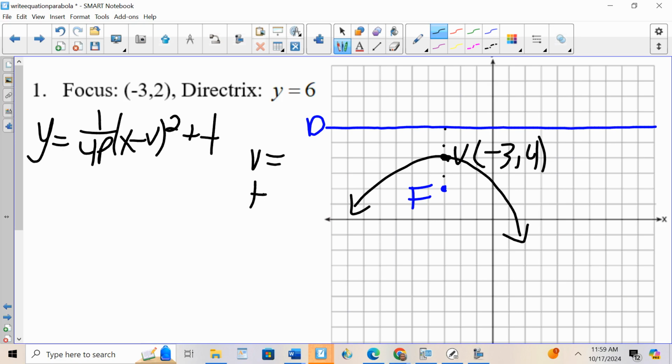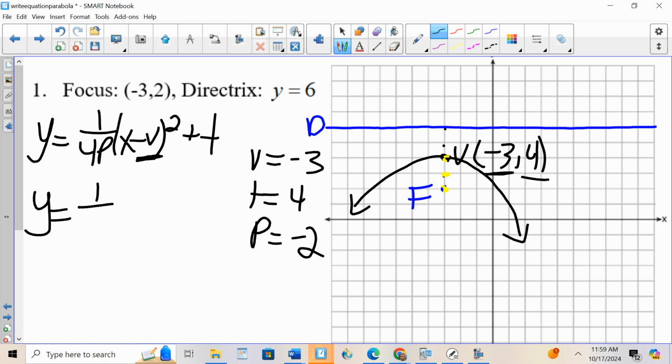v equals, t equals, p equals. V and t are the coordinates of the vertex, which in this case is (-3, 4). V is the x coordinate, t is the y coordinate. P is the distance from the vertex to the focus, 1, 2, and if it opens down, it's -2. If the parabola opened up, it would be +2. Minus in a formula means change the sign, so I'm changing the sign of whatever v is. Everything else stays as it is, so I replace p with -2.